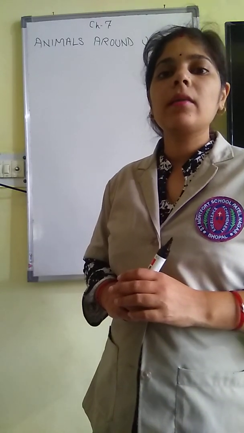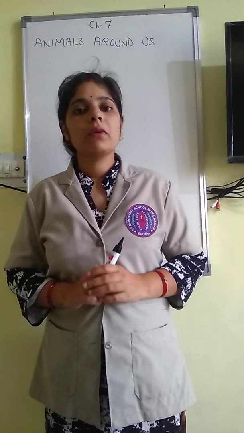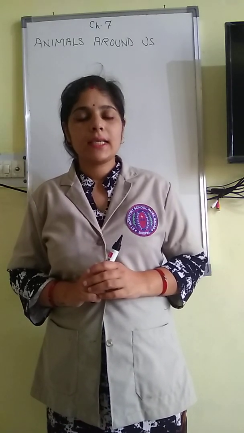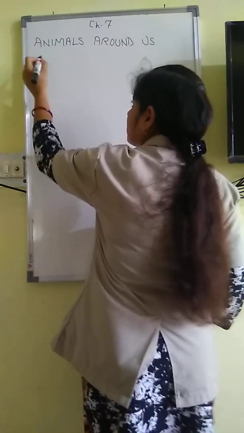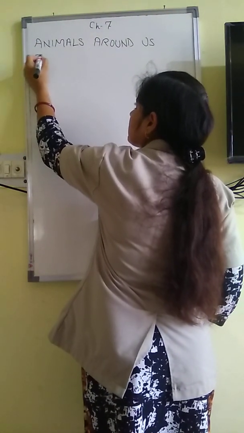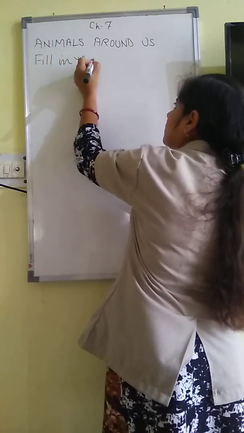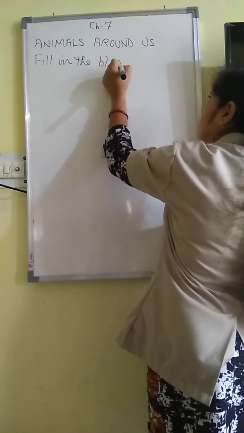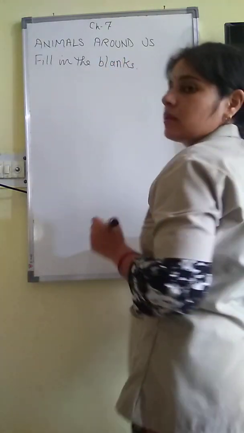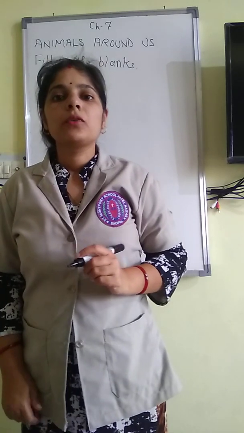Dear students, we have completed the explanation of chapter lesson 7, that is, Animals Around Us. We have also done the question answer. Today we are going to complete our exercise. So we'll start our exercise with fill in the blanks. In fill in the blanks, you will also try to answer the questions.